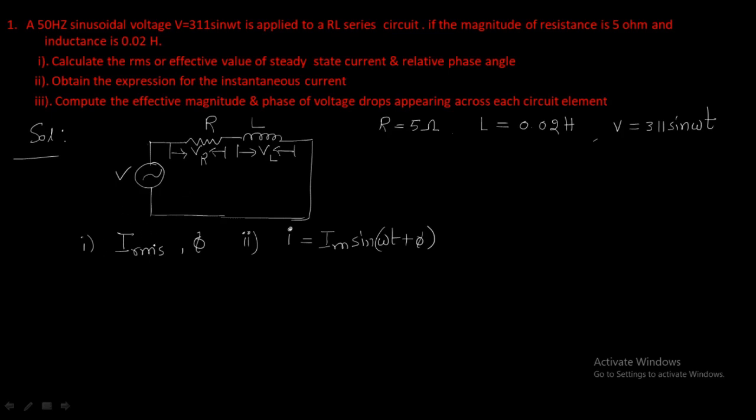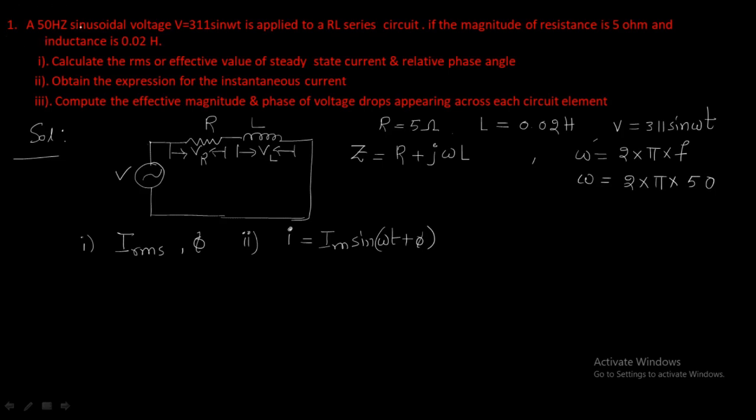In order to find out the RMS current or phase angle, first you have to find out the impedance. That is very simple. Impedance is simply the combination R plus j omega L. But we have only L, so how can we find omega? The relation between omega and frequency is omega equal to 2 pi f. Here he has already given 50 Hz.